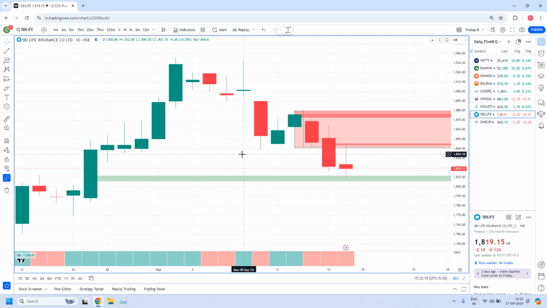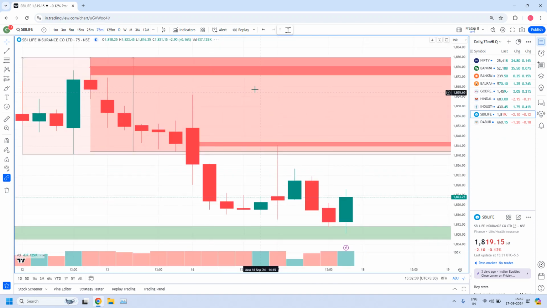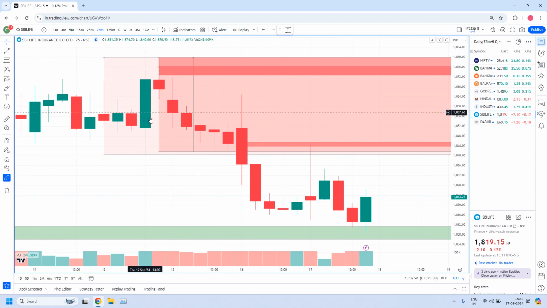The first one is SBILIFE. This is a daily high liquidity supply zone. We have a drop, 3 base candles and then a drop candle. This is what is identified by the high liquidity zone. And this high liquidity zone is fine-tuned with the 75 minutes time frame. In the 75 minutes time frame, we have a rally, 1, 2, 3, 4, 5, 6 base candles and then again a drop candle.